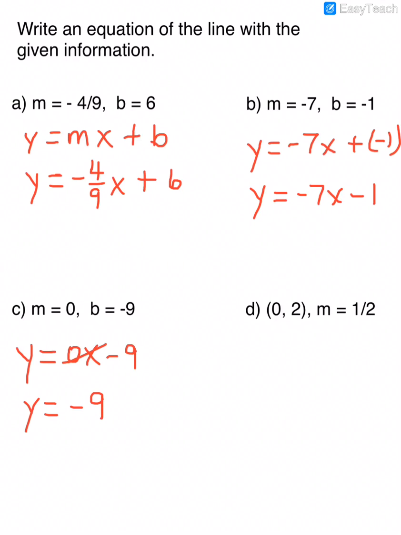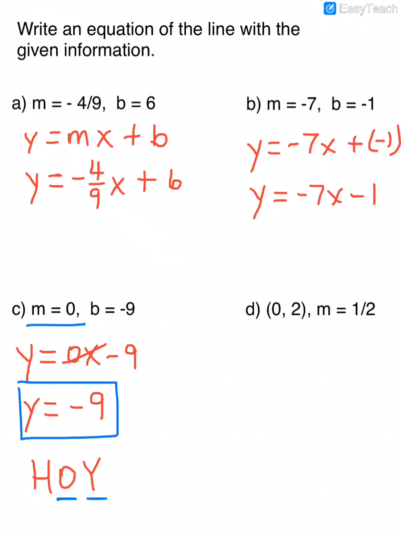Well, we know that anytime, because of HOY-VUX, we know that if we have a slope that's 0, then our equation is going to be y equals some number. It's y equals whatever the y-intercept is. So that's what our line is. So we didn't have to plug it into slope-intercept form. Once we found out that the slope was 0, we knew it was just going to be y equals some number. So it's y equals -9. But it's okay if you plug it into slope-intercept form too. We'll get the same answer.